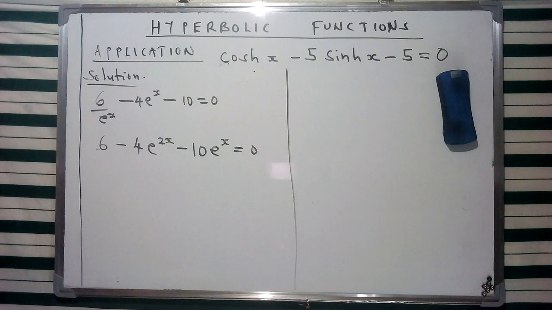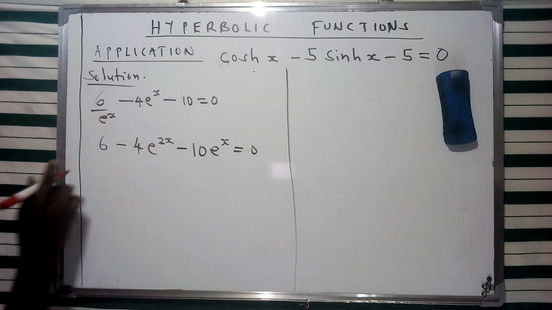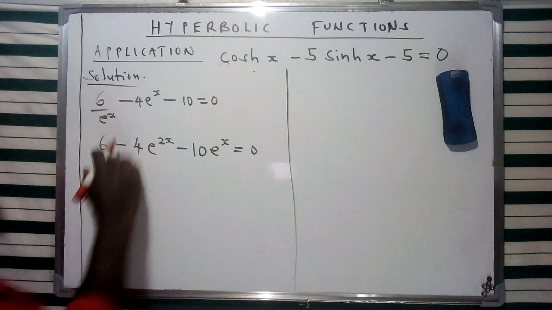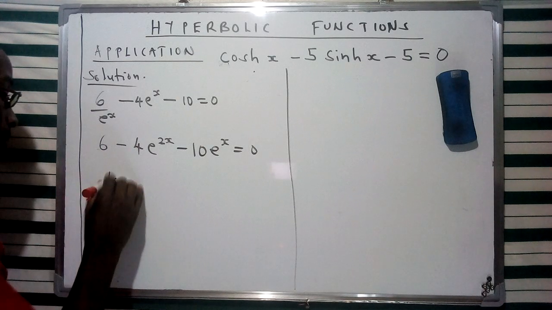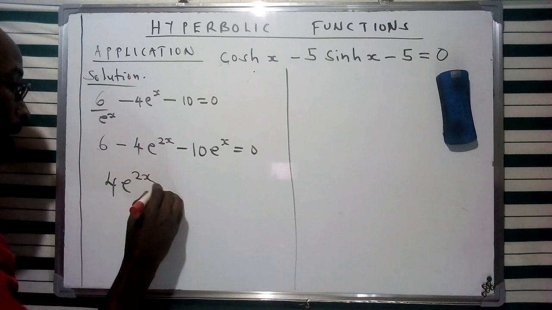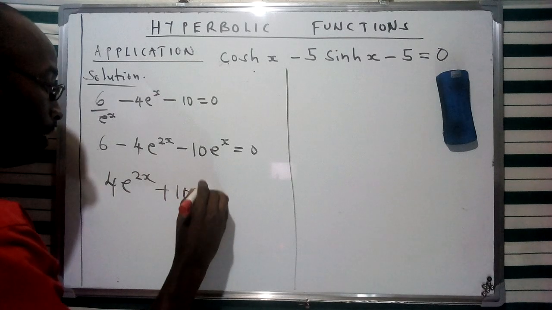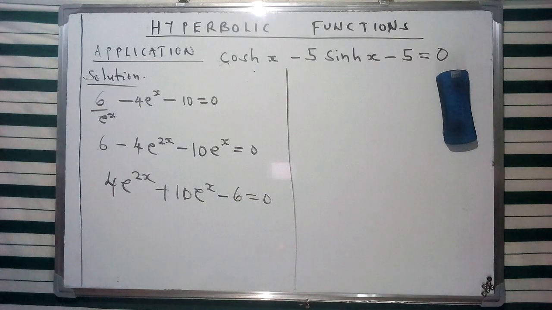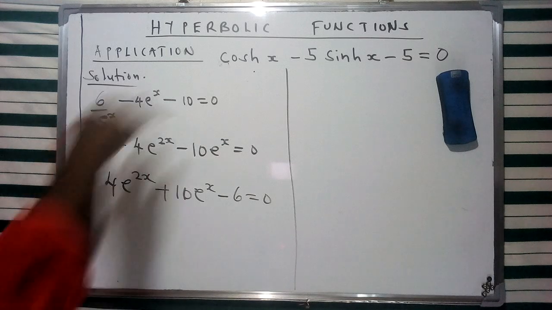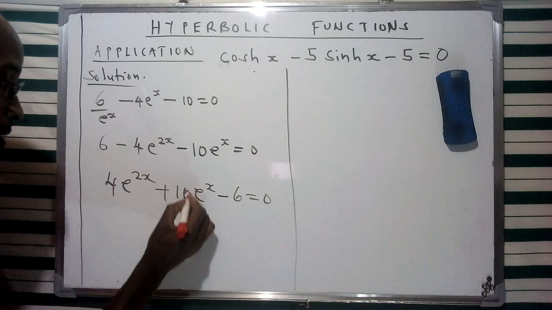So from this one we can still do an evaluation, perhaps by taking this one to the other side. The value of that specific equation is going to be the same. So we're going to have 2x, and then plus 10e^x, and then minus 6 is equivalent to 0. I've just taken them to the other side, and this maintains the value, only that I've changed the sign to get a positive representation for this specific equation.